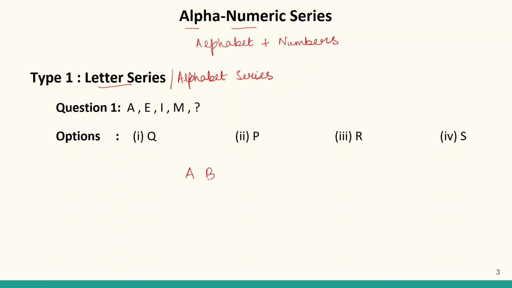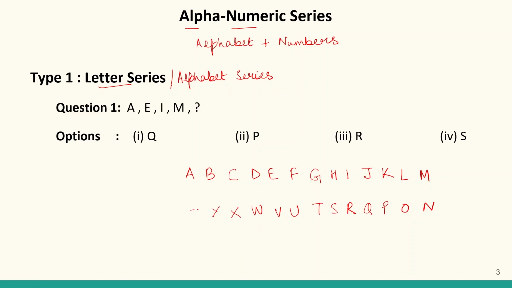So if we write the alphabets like this, A, B, C, D, E, F, G, H, I, J, K, L, M, N, O, P, Q, R, S, T, U, V, W, X, Y, Z. So this is a concept that we studied called opposite letters, in which A is opposite to Z, B is opposite to Y, C is opposite to X, and so on until M is opposite to N. So this is also a concept that is used to solve alphanumeric series.